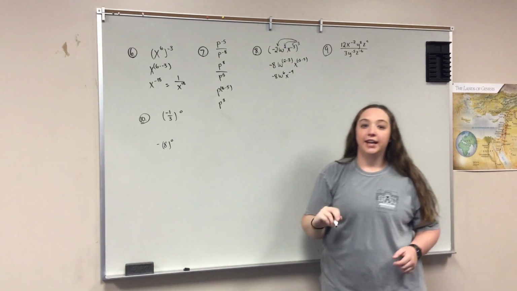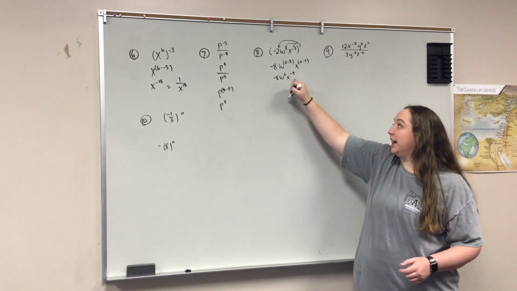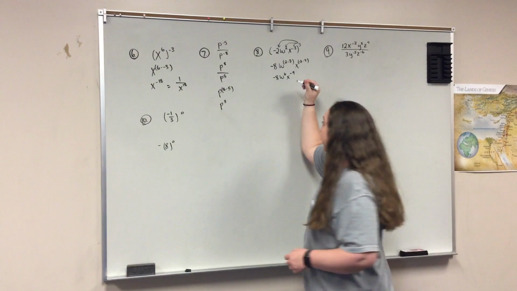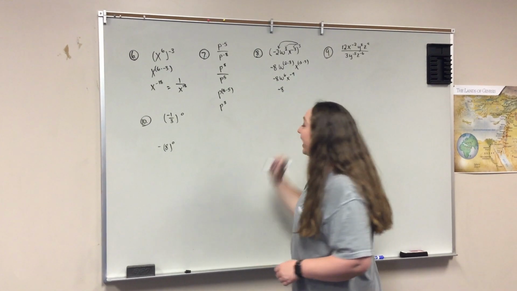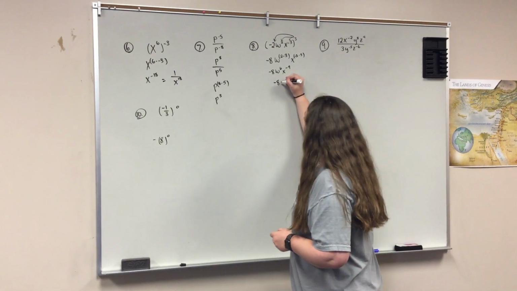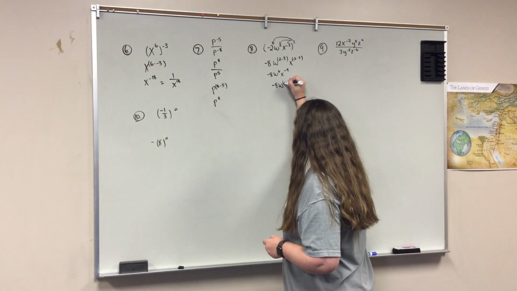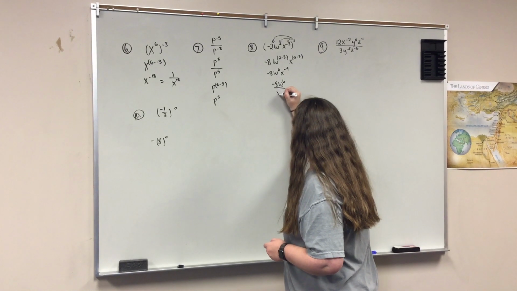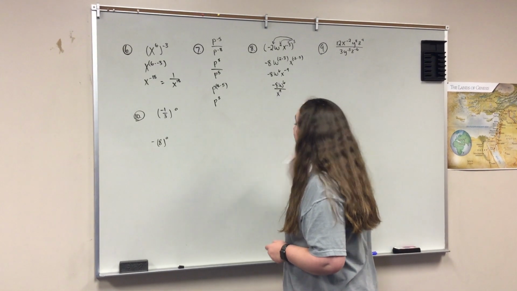So we're almost done, except we need to move this x to the negative 9 into the denominator. The negative 8 is fine because that's a value. It's not an exponent. So we're going to have negative 8 w raised to the 6th power divided by x raised to the positive 9th power.